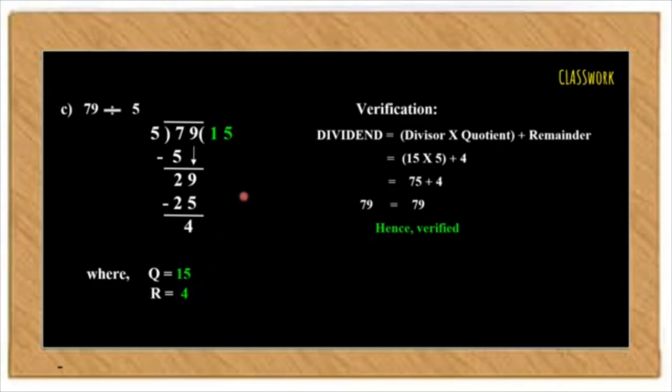We put these values in the formula for verification such that we have 15 multiplied by 5 plus 4. In the rough column, when we multiply 15 and 5, we get 75 children, and when we add 4 to it, we get 79 as the answer, which is nothing but our original dividend. Therefore, we know that our long division is correct and we can mention verified.